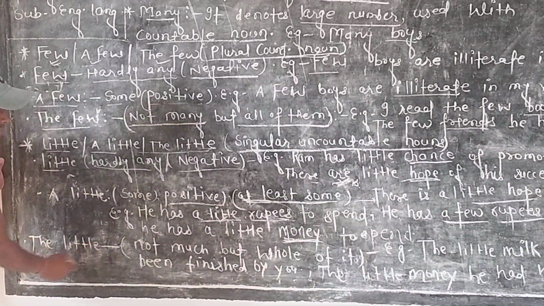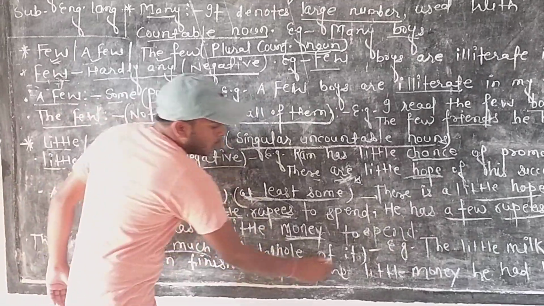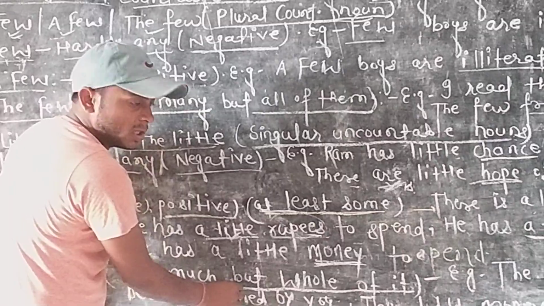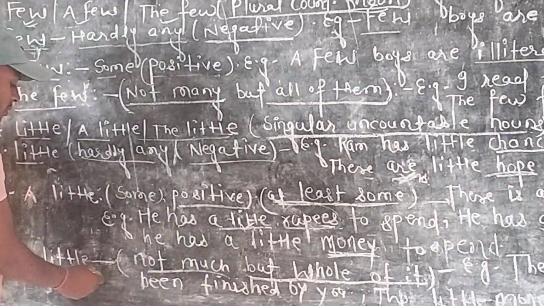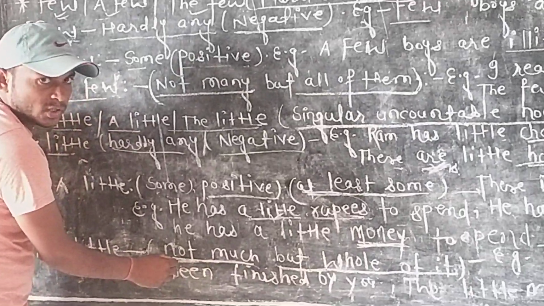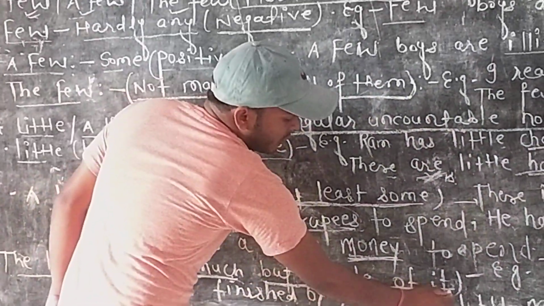Now we have to know about the little. The little is what? The little means not much, but whole of it. Once again, it denotes quantity, that's why I have written here not much, and whole of it.